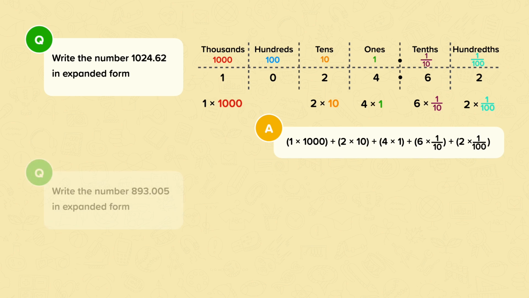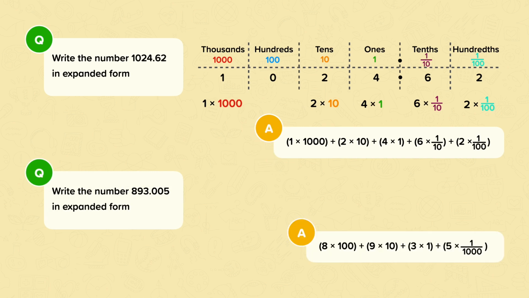Here's a question for you to try. Pause the video here and have a go. Well done if your answer looked like this, remembering that where there is a 0, a calculation is not needed for that place value.